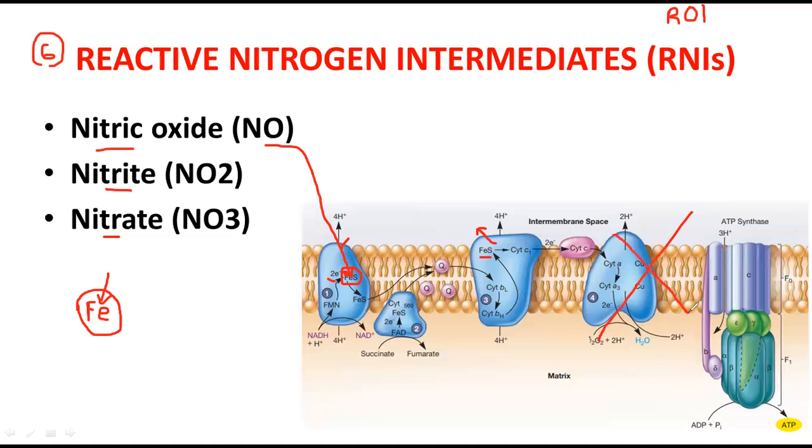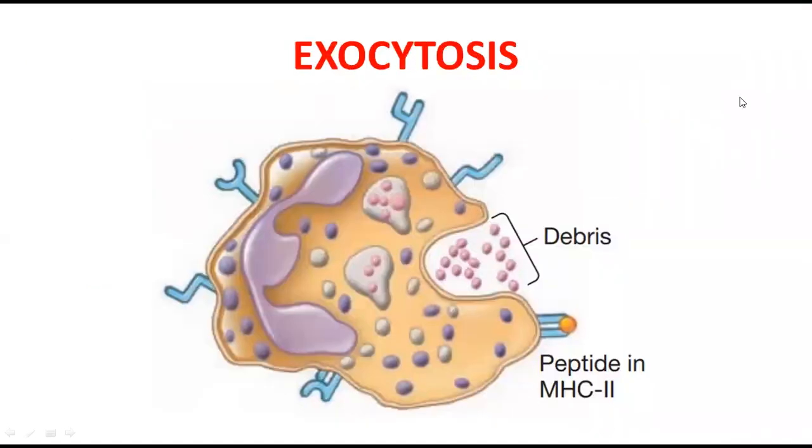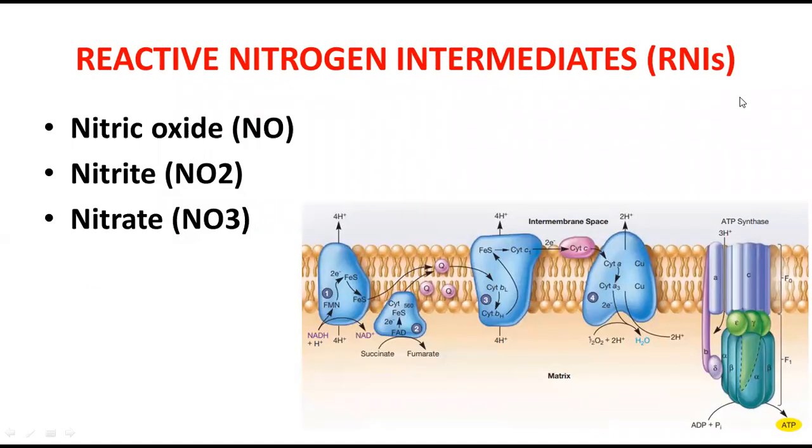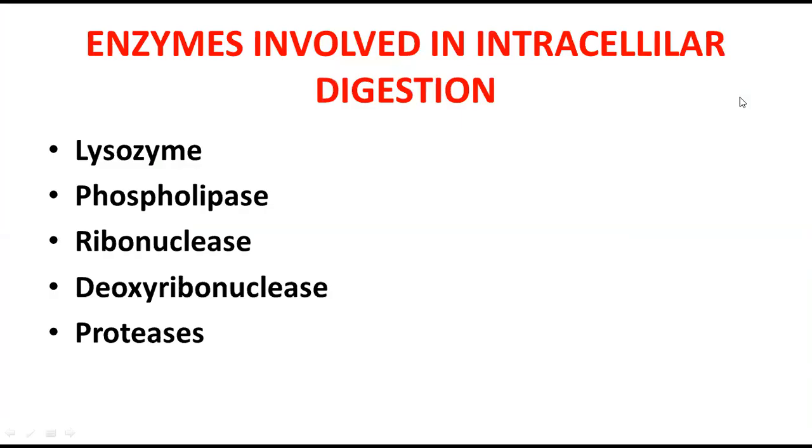Respiration is very important for the microorganism, because they are producing energy by the process of respiration. So these intermediates interact with the iron part of these electron carriers and block their function. By blocking their function, the microorganism can no longer respire, and the microorganisms are easily killed. So this was all about the intracellular digestion.